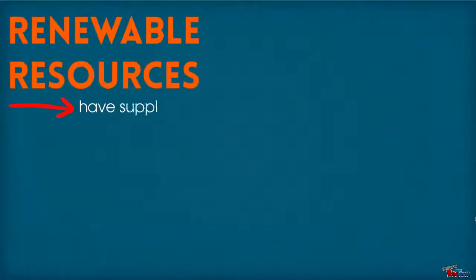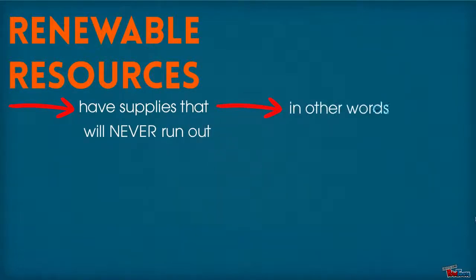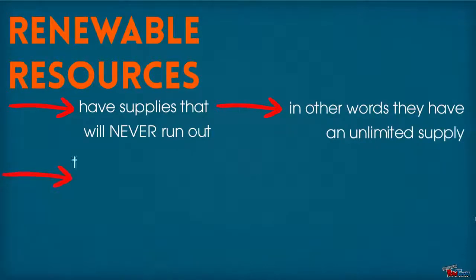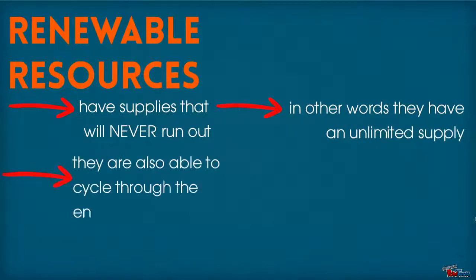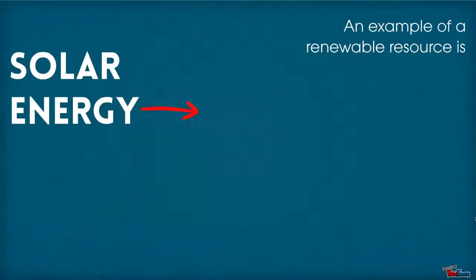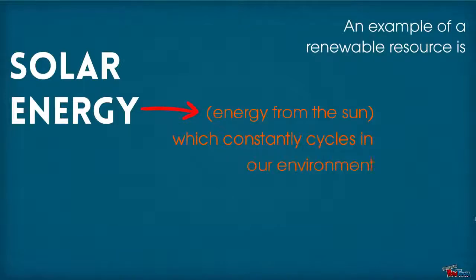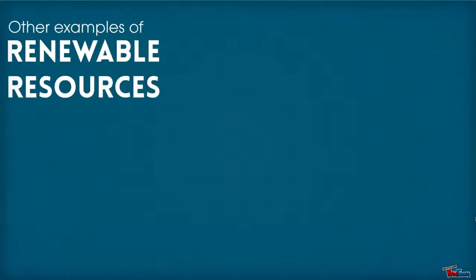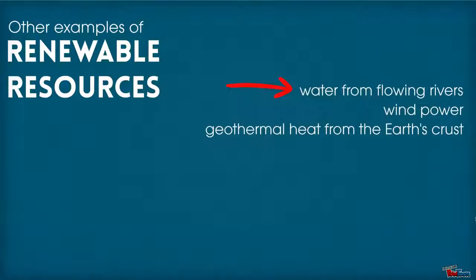Renewable resources have supplies that will never run out. In other words, they have an unlimited supply, and they are able to cycle throughout the environment. An example of a renewable resource is solar energy, energy from the sun, which constantly cycles in our environment. Other examples of renewable resources include water from flowing rivers, wind power, and geothermal heat from the Earth's crust.